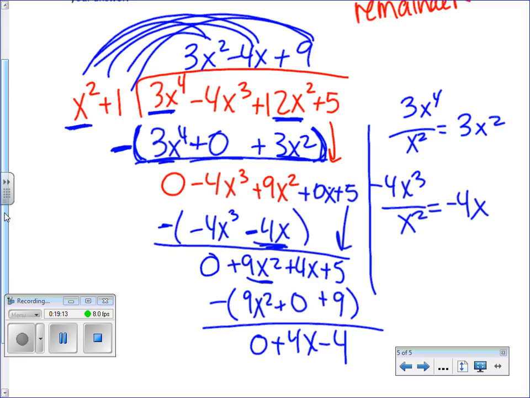Now, I know I'm done when I can't divide anymore. For example, x squared does not go into 4x, so I'm done. So that means I have this remainder.